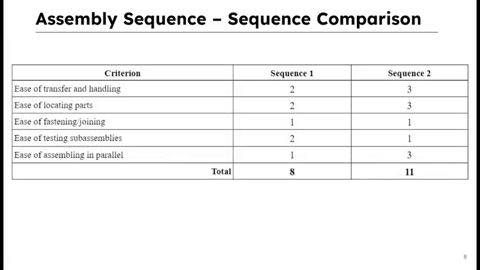By placing the two sequences side by side and scoring them on the 5 criteria as follows, we have found that the second sequence gives us a higher overall score, and as a result is easier and more convenient to follow. Further, the second assembly provides better handling, makes it easier to locate, and also allows for parallel assembly.